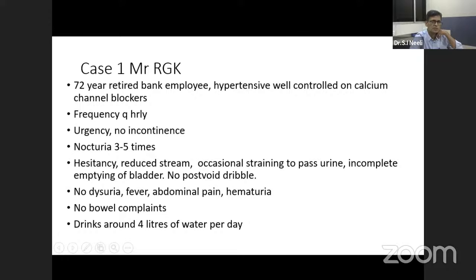hesitancy. On further probing, he complains of hesitancy, reduced stream, occasional straining to pass urine, and incomplete emptying of the bladder. But he didn't have any post-void symptoms. There was no dysuria, fever, abdominal pain, or hematuria, and there were no associated bowel complaints. But his history says that he drinks around 4 liters of water every day to maintain his bladder health.